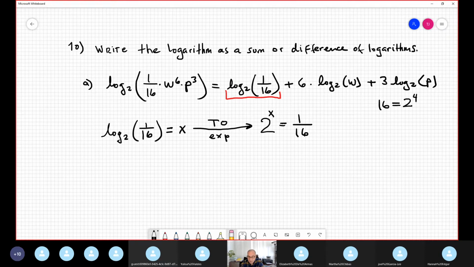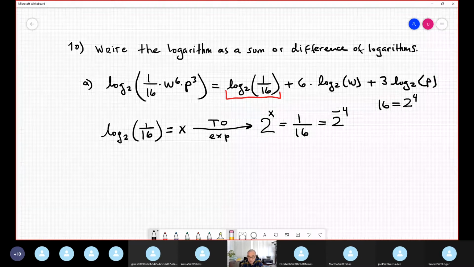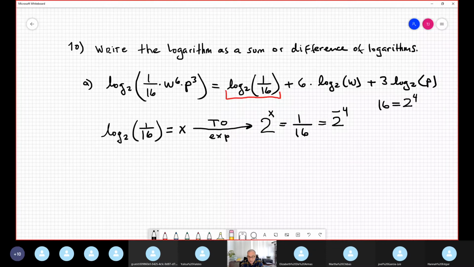It's to the 4th power. But actually it's not 16, it's the reciprocal. So it's 2 to the minus 4. Because negative indicates flip it, reciprocal. Therefore, it's obvious that x is equal to -4, because when you have two exponentials, look at that, and the base is the same, it's because the exponent is the same. It's one fantastic way to do that.